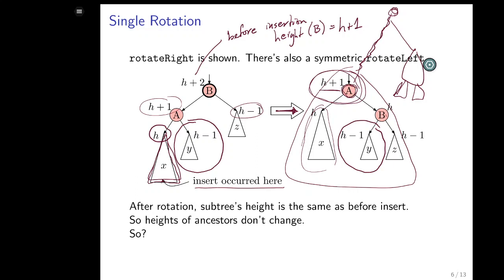So if I check the balance prior to performing the insertion, if I knew that the balance property was true for the pre-insertion tree, then the balance property will be true for the post-rotation tree. Because this tree is balanced, and all of the other heights have not changed in the entire tree. So balance is a height property. If it hasn't changed, then we're good.